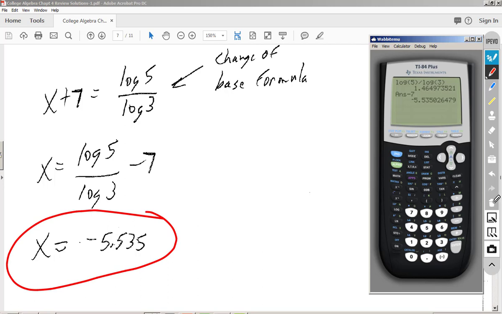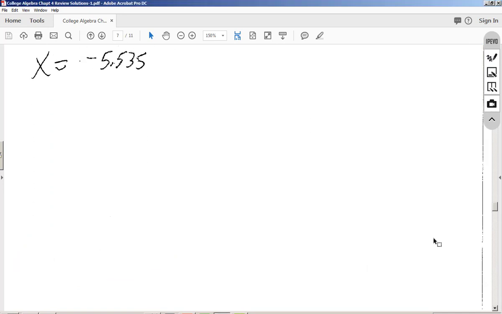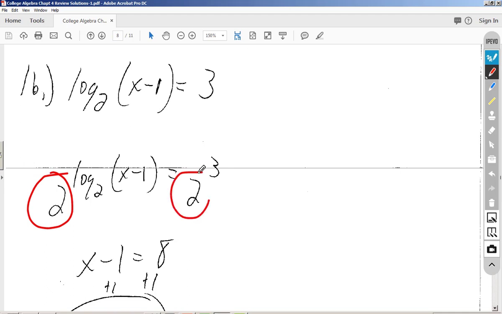On this next problem, number 16, here I've got a logarithmic equation. It says solve the logarithmic equation. I've got log base 2 of x minus 1 equals 3. To solve this, I just need to remember that the opposite of a log base 2 is that I'm going to base 2 both sides. So I base 2 both sides. This is also called exponentiating. In other words, this log base 2 of x minus 1 becomes my exponent, and this 3 becomes my exponent.